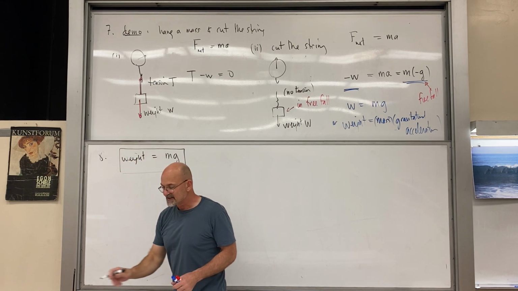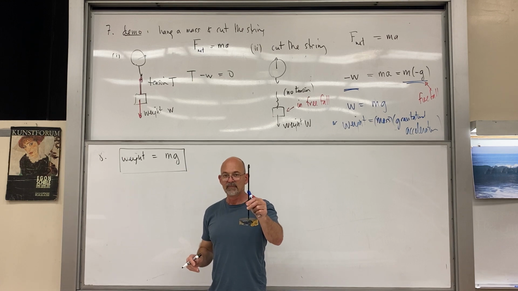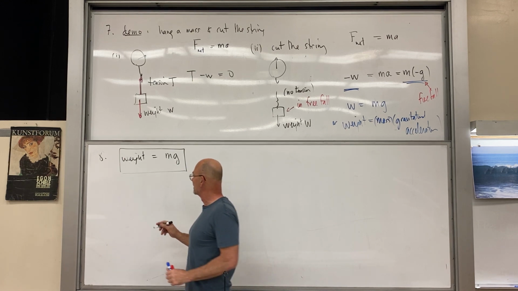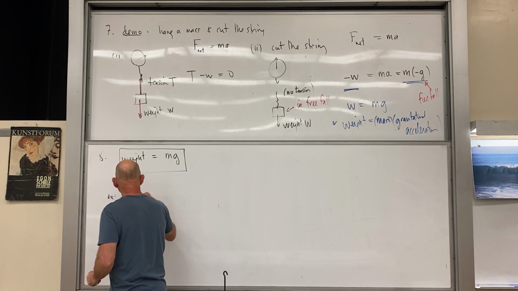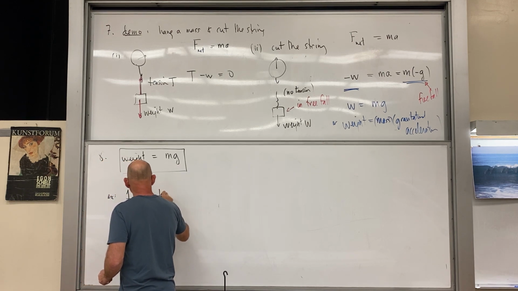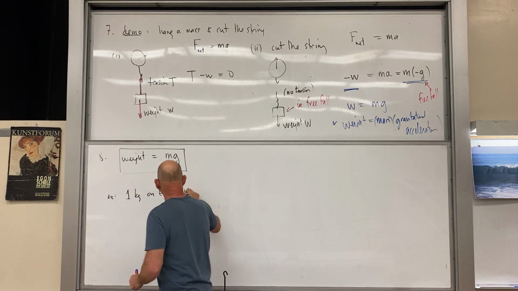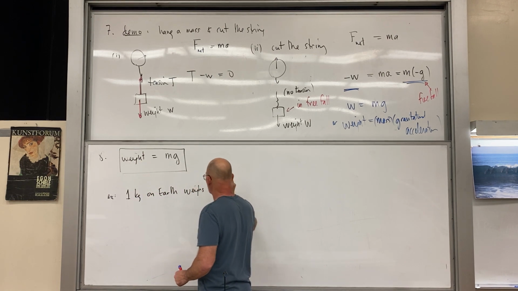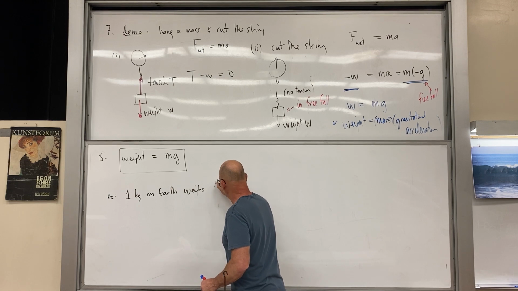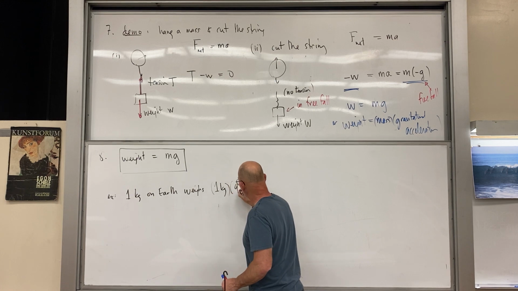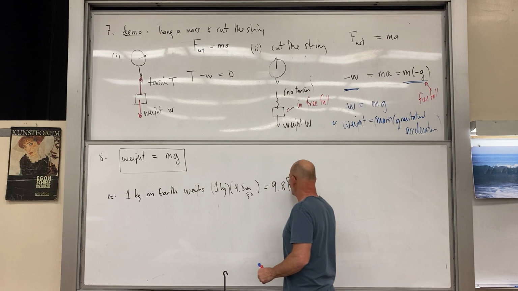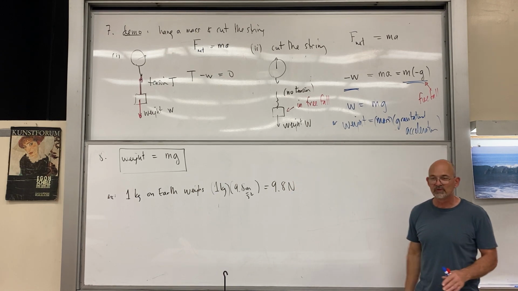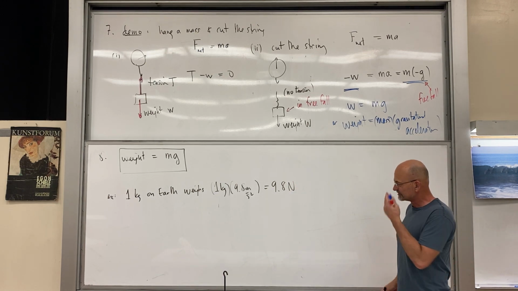So suppose we have this same mass, it's a kilogram. Example: 1 kilogram on Earth weighs 1 kilogram times 9.8 meters per second squared, 9.8 newtons, right? I've been talking about 10 newtons, really 9.8 newtons.